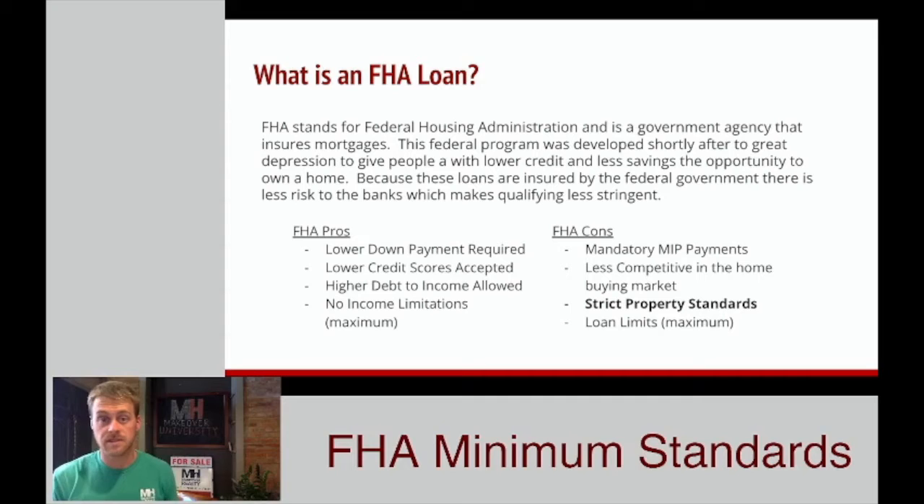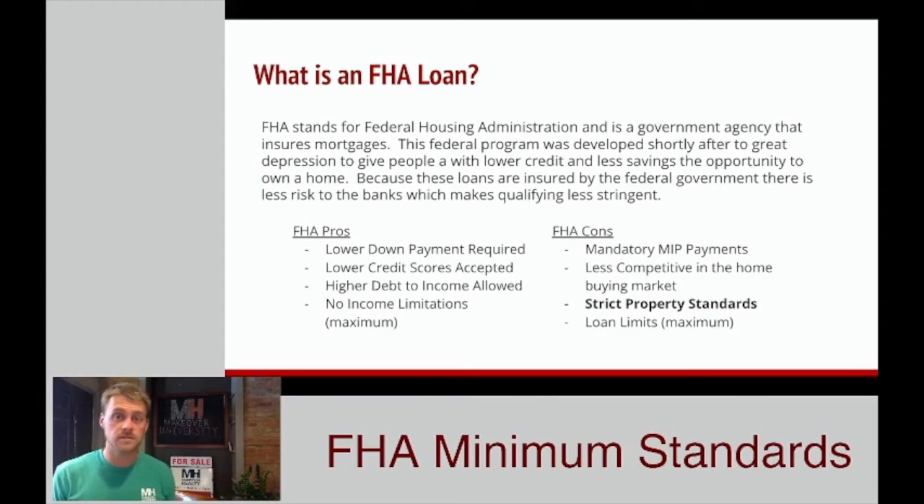This was a government agency set up back during the Great Depression when people were a little bit down on their luck, their credit wasn't so good, they didn't have much in savings, and it opened up the banks to allow a little bit more lenient lending. So the government created a government-backed or government-insured type of loan that the banks could then go and sell to their clients. So that is what the FHA loan has become.